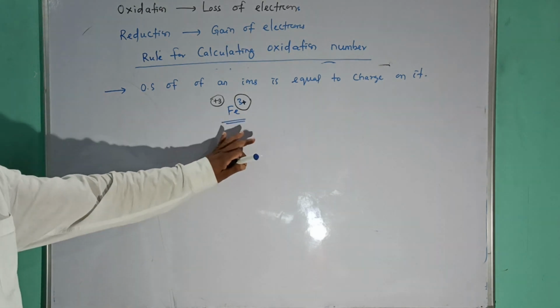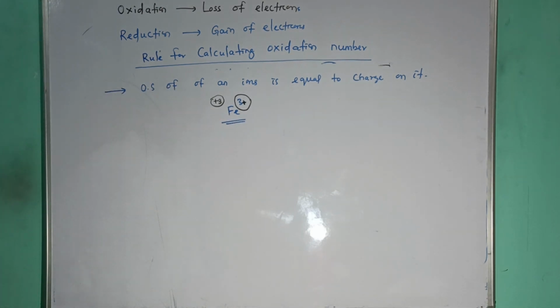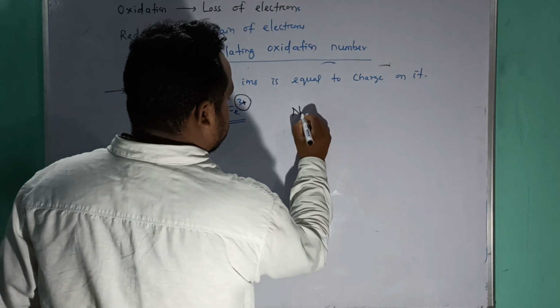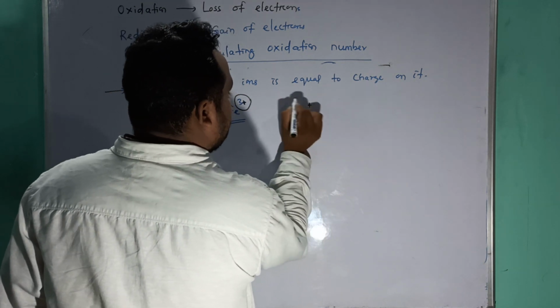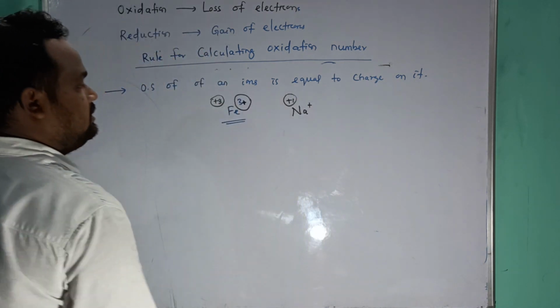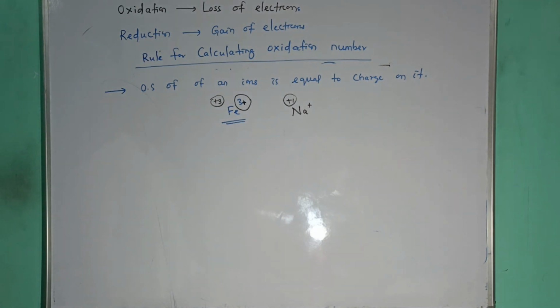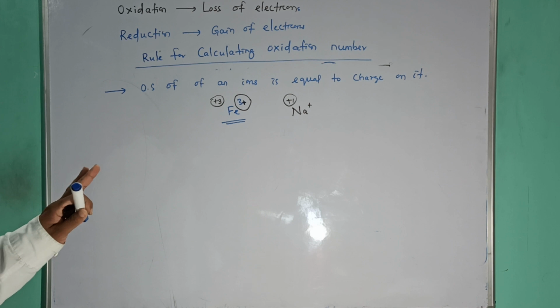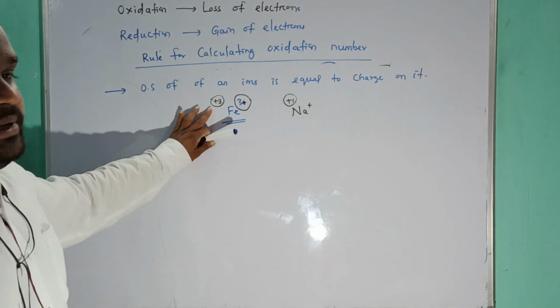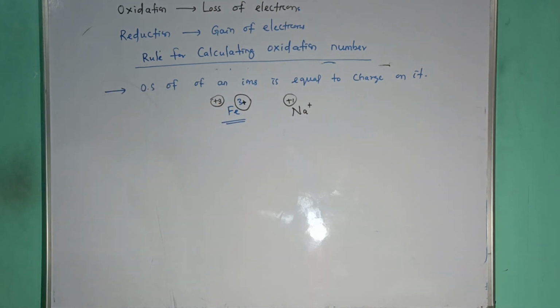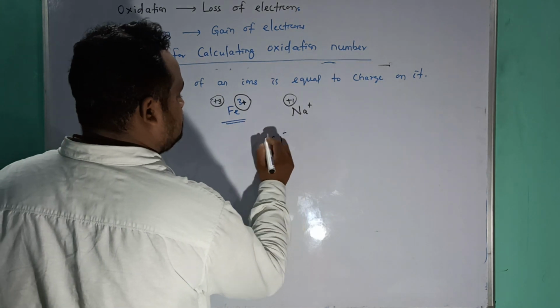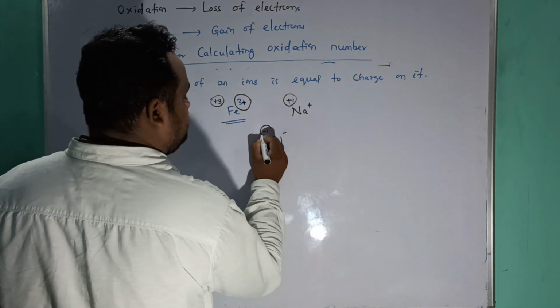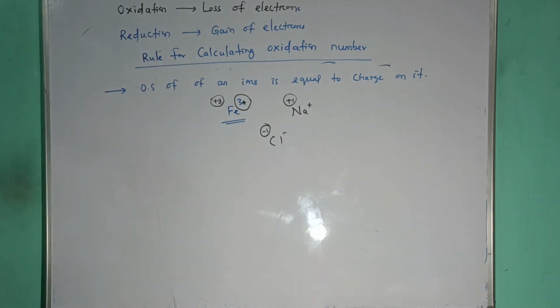So its oxidation state will be +3. Na+, what will be the oxidation state? +1. Whenever we write oxidation state, we have to first write the charge plus or minus, then the number. Cl-, then how much will it be? -1. Clear? Next rule.